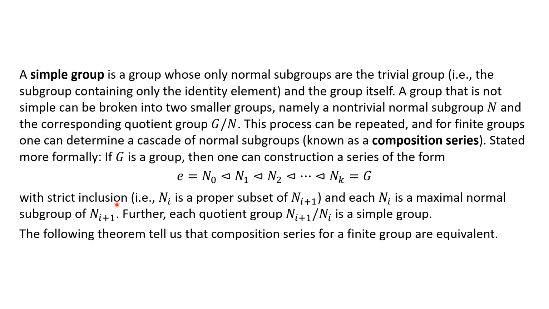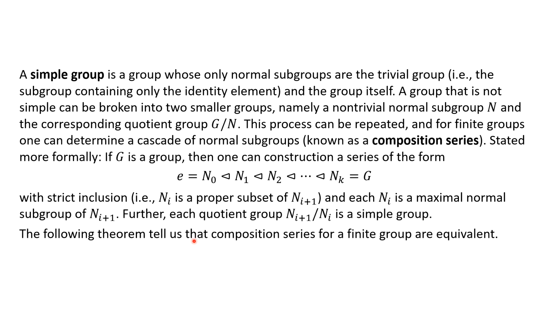With strict inclusion, i.e. N sub i is a proper subset of N sub i plus 1. So in other words, proper meaning it's not equal to, it's somewhat smaller. And each N sub i is a maximal normal subgroup of N sub i plus 1. Further, each quotient group N sub i plus 1 slash N sub i is a simple group.